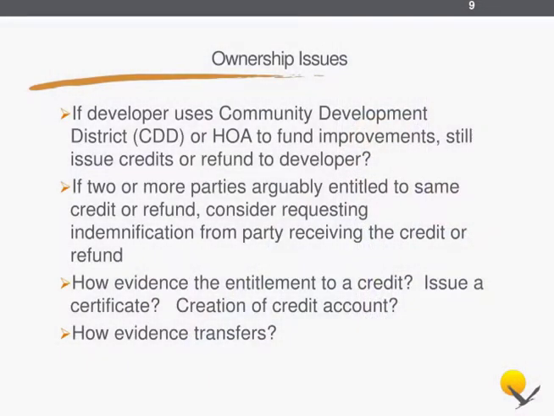Some ownership issues can arise, and some of these are kind of legal issues. Sometimes the developer is building the improvement themselves, and then sometimes they're having their HOA or their community development district build the improvement for them. And so then the issue arises, if a community development district or HOA builds the improvement or finances that improvement, do you give the credit to the developer or do you give the credit to the HOA and CDD? We take the position that the credit needs to be given to the CDD and HOA, particularly for CDDs. That's a separate local government entity, and our position is that the credit should be issued to the entity that financed that improvement, and if they want to sell those credits back to the developer, that's up to the CDD.